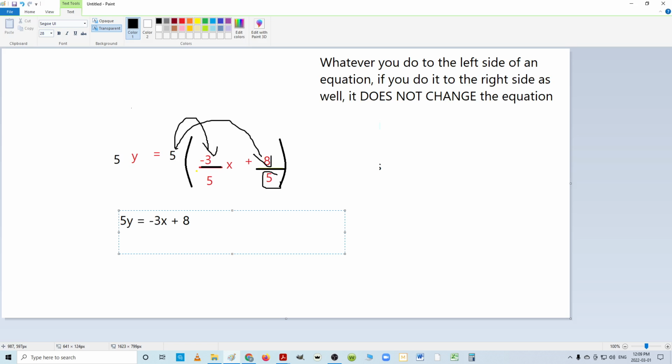Now, if I want to get it in the standard format, I want all my y values and my x values on the same side. So I add 3x to both sides. It's clear it cancels out on this side. And there. I've converted it back to the standard formula. Notice the standard formula never has any fractions. And the slope-intercept formula never has a number in front of y. These are two things that you should memorize.